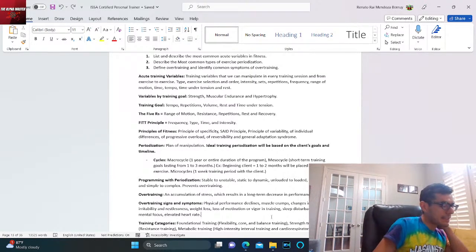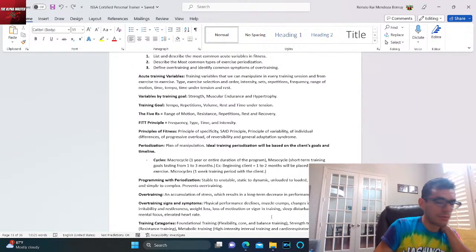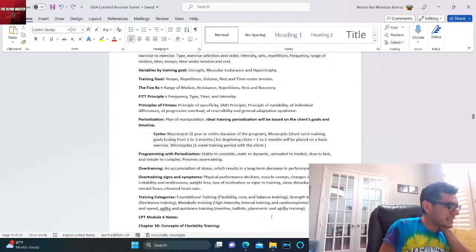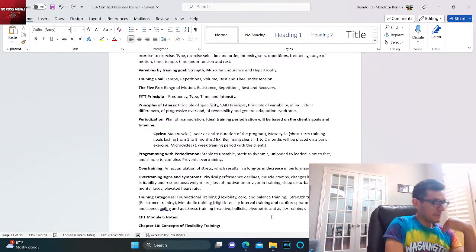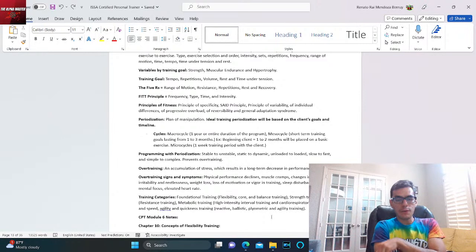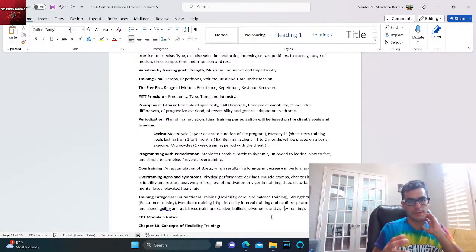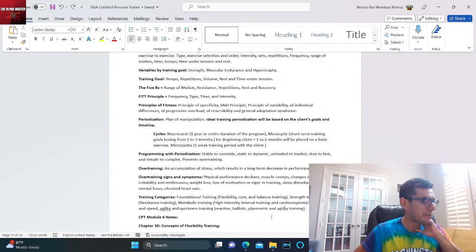And finally, the training categories. You have four training categories: foundational training, strength training, metabolic training, and speed, agility, and quickness training, or reactive training. Foundational training is going to be the flexibility, core, and balance training.